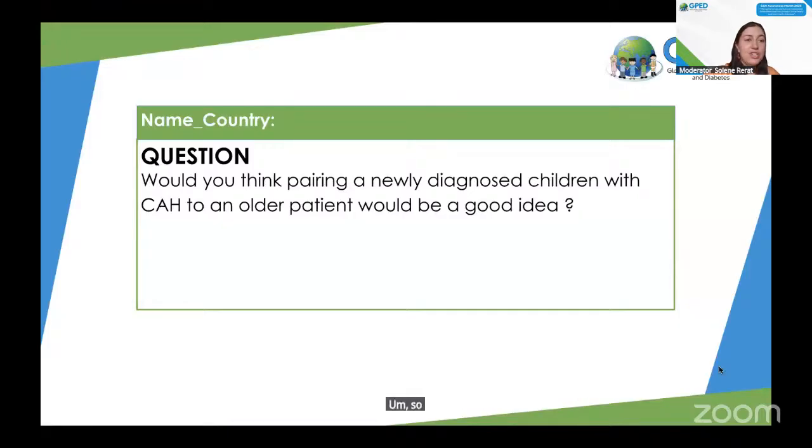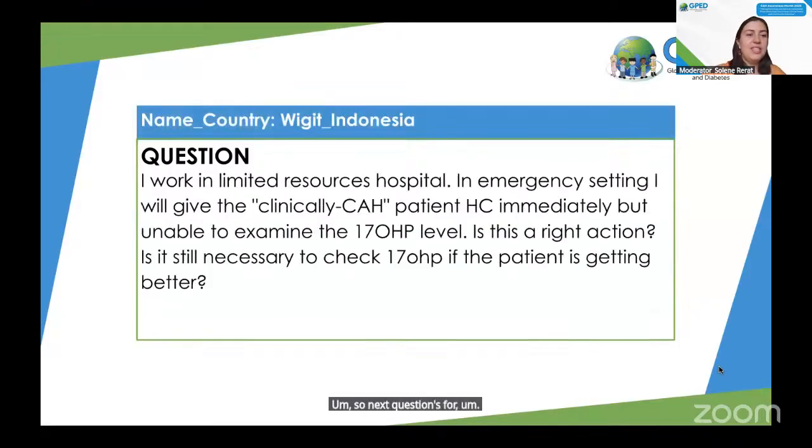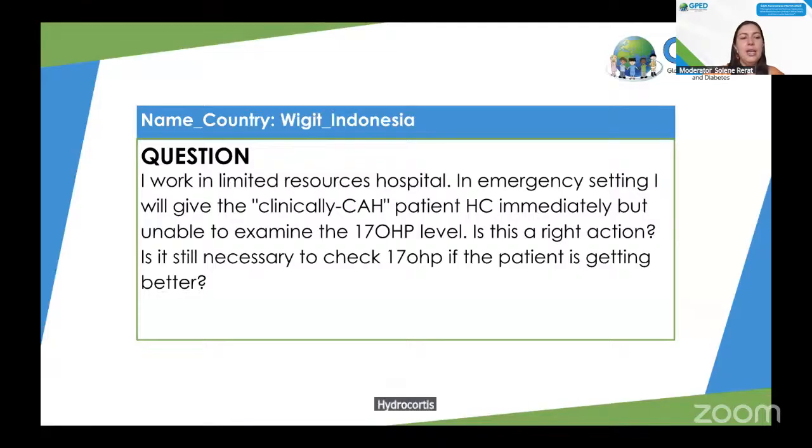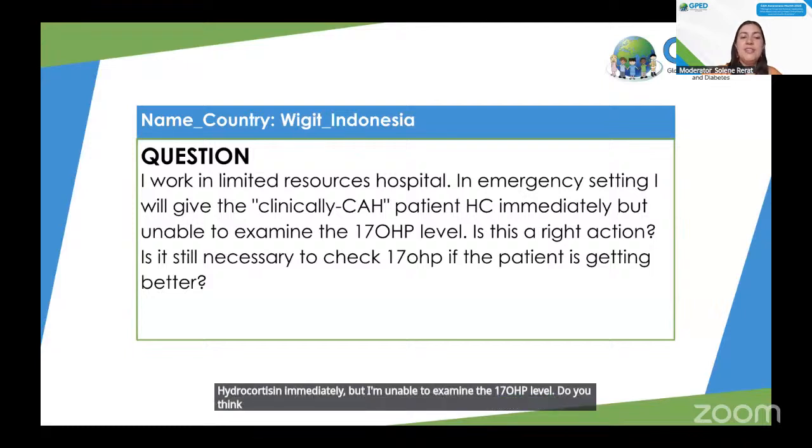So next questions for Dr. Agustini from Dr. Wiggett in Indonesia. I work in a limited resources hospital in an emergency setting. I will give the clinically CAH patient hydrocortisone immediately, but I'm unable to examine the 17-OHP level. Do you think it's the right action? Is it still necessary to check 17-OHP if the patient is getting better?